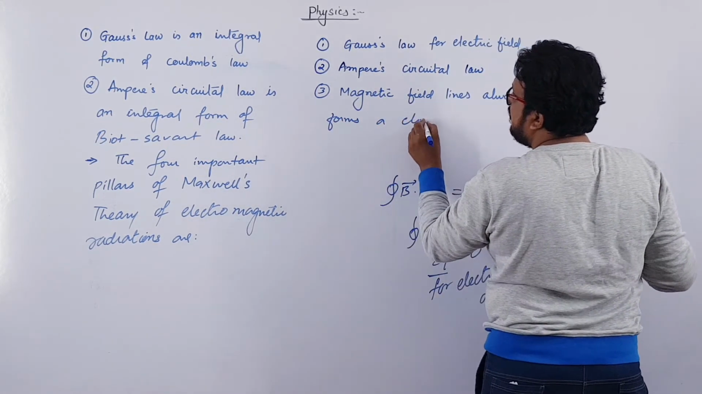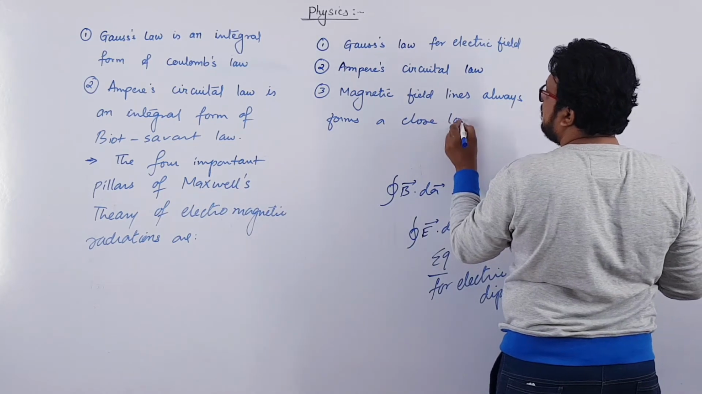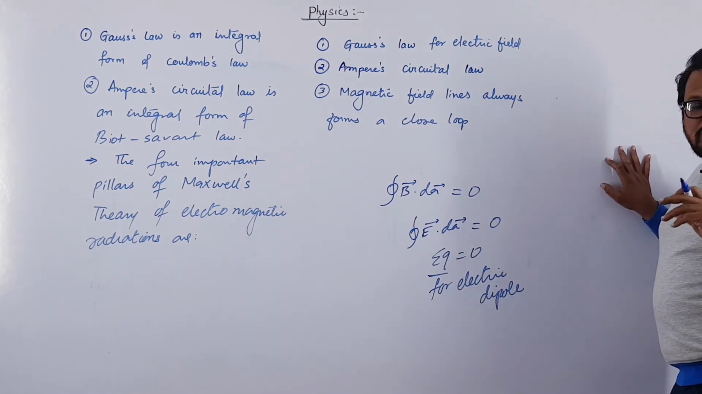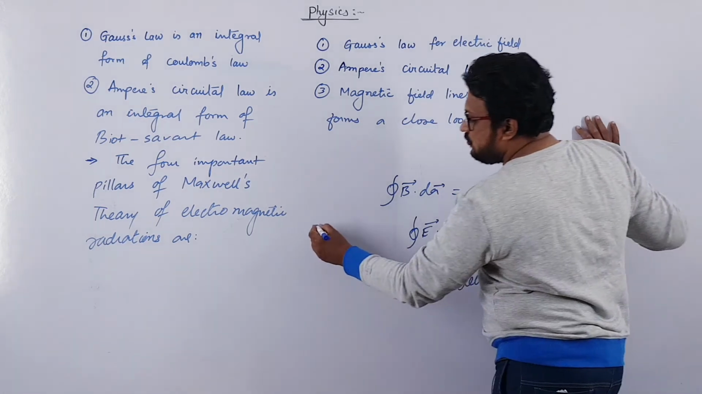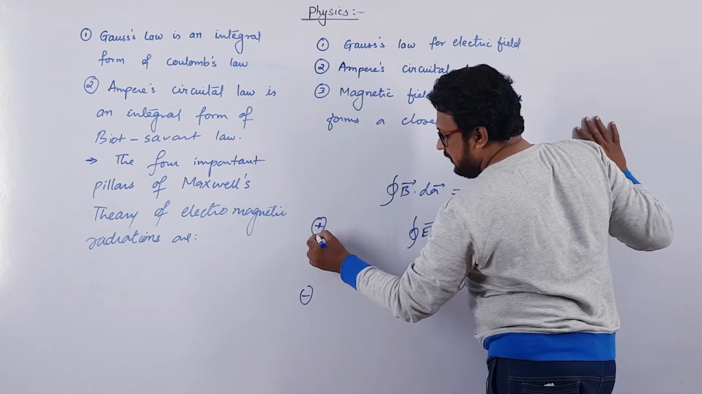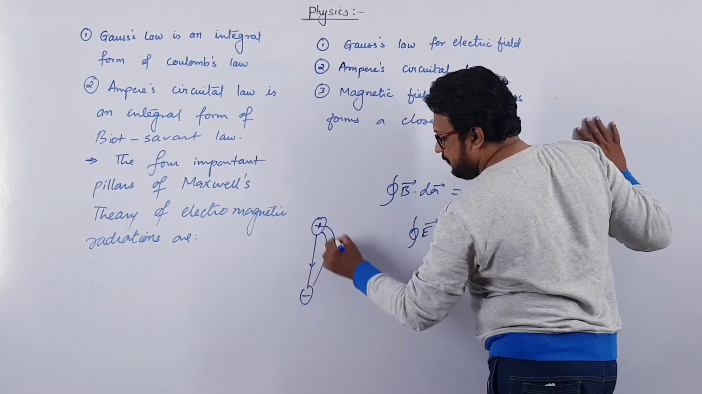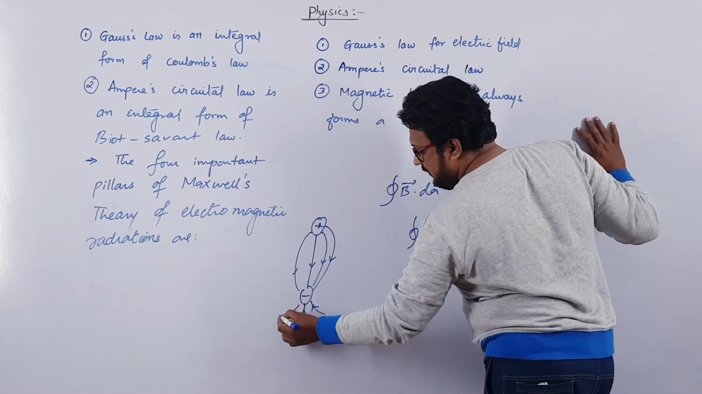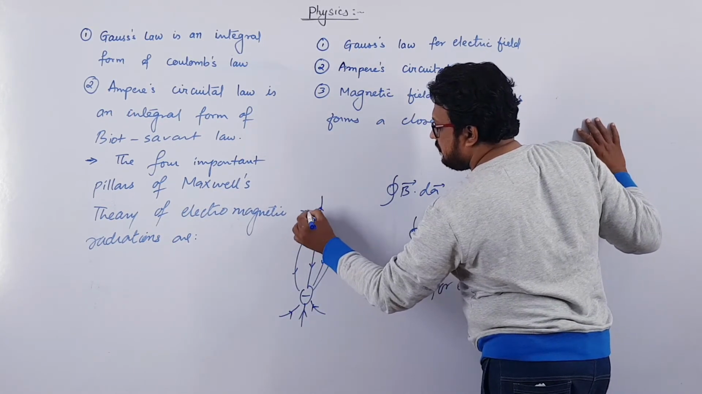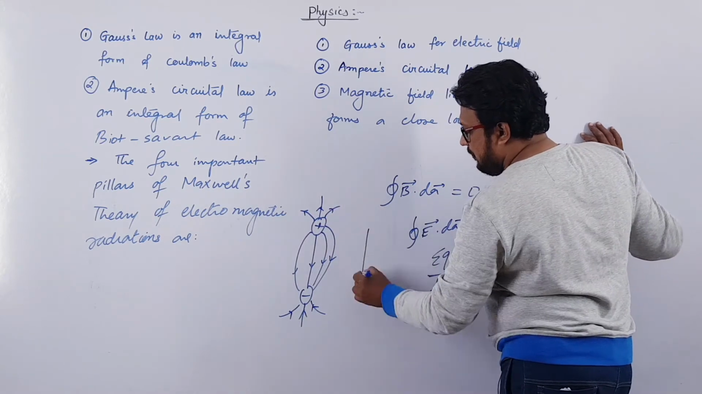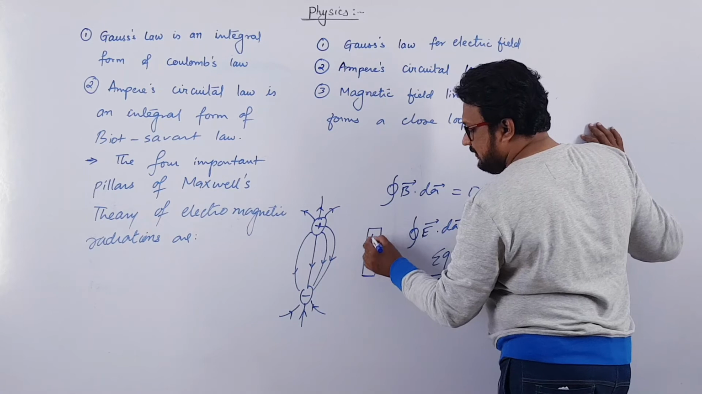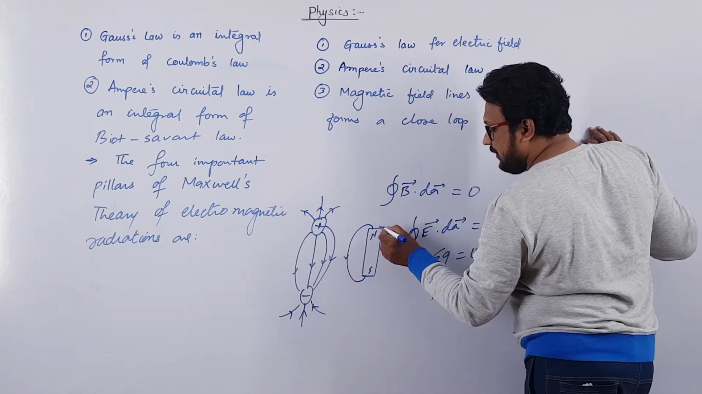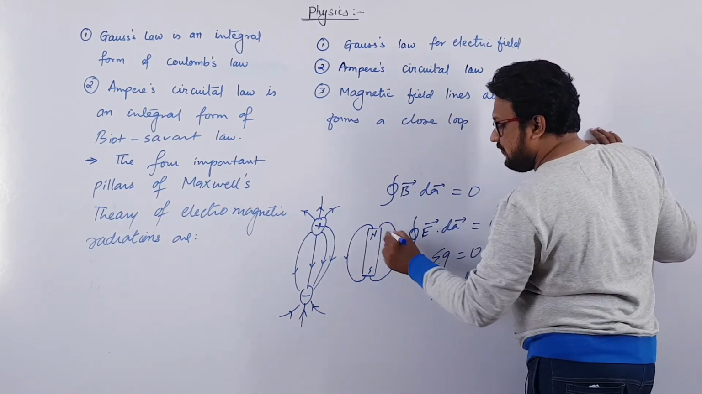form a closed loop. You must be knowing this: electric field lines never form a closed loop. They start from positive charge and end at negative charge. If we have a positive charge over here and a negative charge over here, then electric field will start from positive and end at negative. All the electric field lines will enter the negative charge and come out from the positive charge. On the other hand, if we have a bar magnet, as we have already discussed in chapter 5, with north and south poles, then magnetic field lines emerge from north and enter the south for a bar magnet, right? We also discussed that actually the case is different.